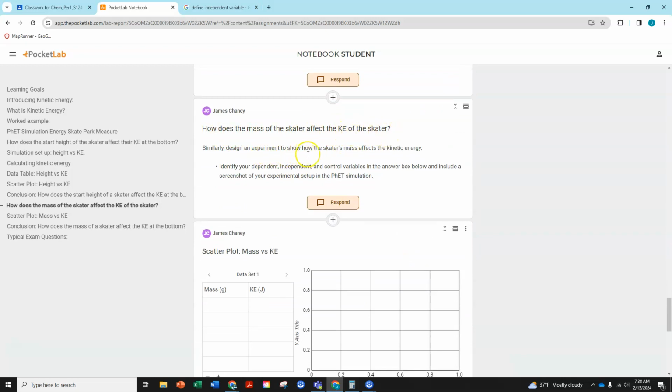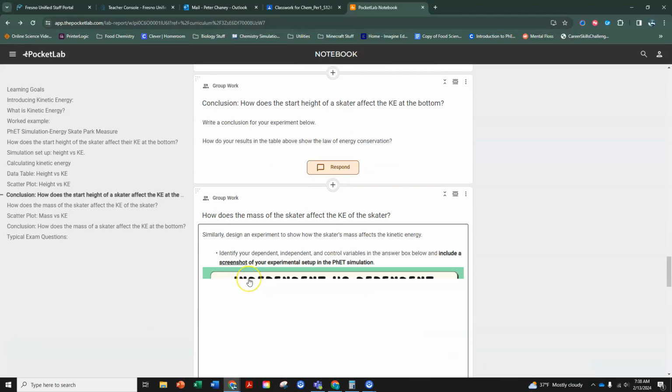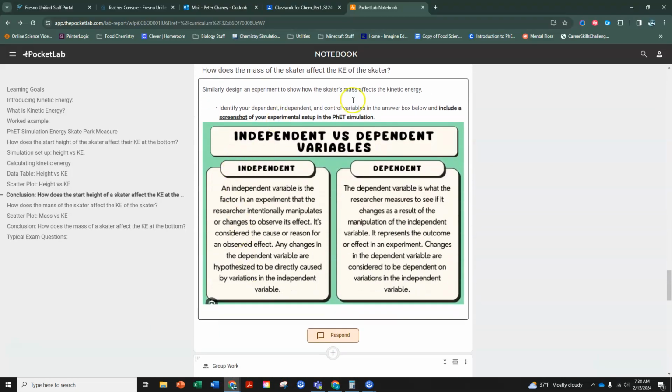Now, how does the mass of the skater affect the kinetic energy of the skater? So you're going to design an experiment to show how the skater's mass affects the kinetic energy. So hopefully on yours this shows up. I put a chart right here, and if it doesn't, I'll attach that to the Google Classroom assignment as well.